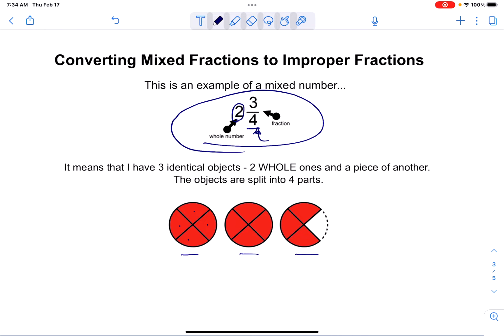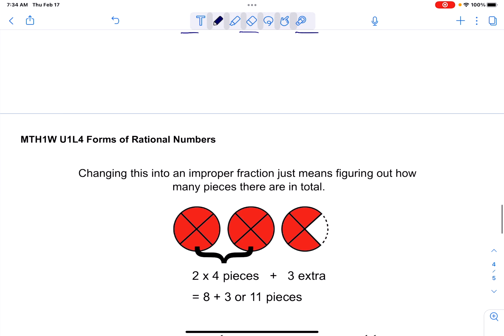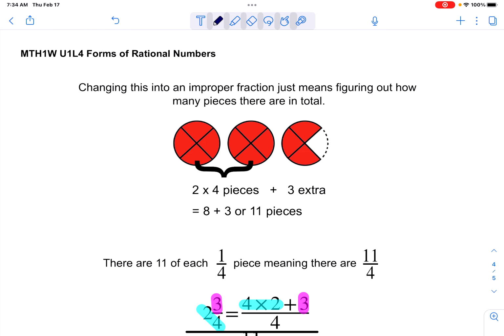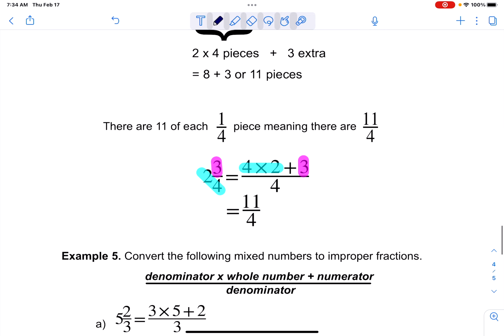Now, when we change it into an improper fraction, the numerator tells us basically how many parts there are in total. So I have 1, 2, 3, 4, 5, 6, 7, 8, 9, 10, 11 quarter parts. The easiest way to do that is to say, well, I've got two wholes and they're each split into 4, so 2 times 4 pieces, and then I add the extra 3 pieces to get me to 11. And always the denominator tells you the size of the part. So there are 11 quarter pieces, meaning there are 11 quarters.